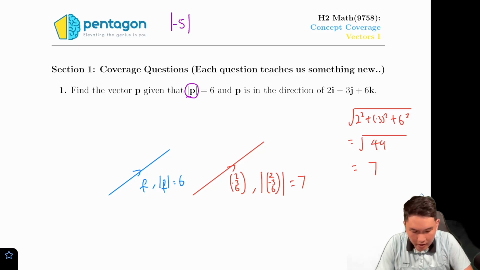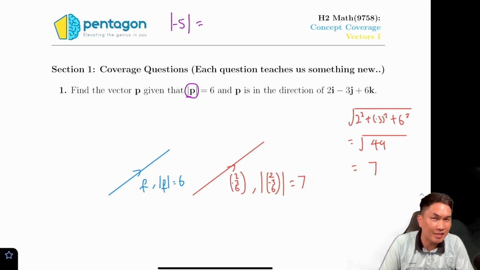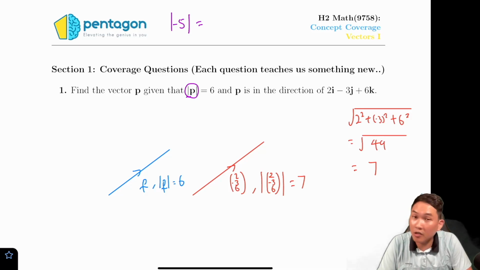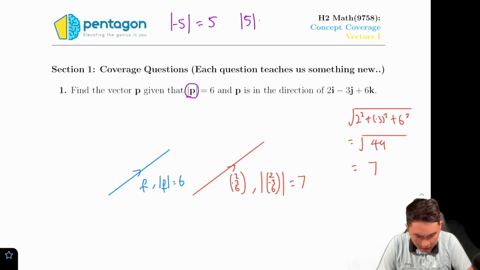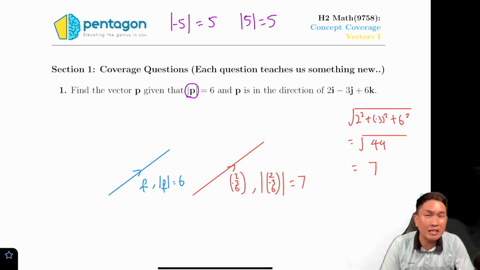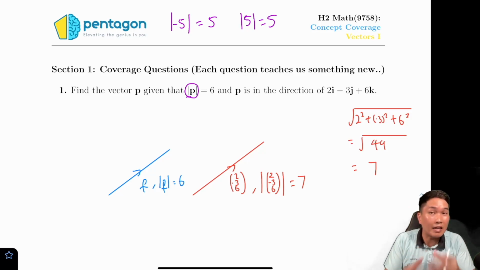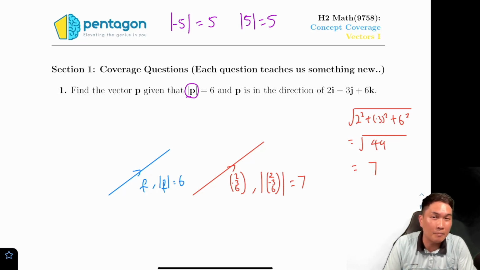So a modulus function is something that removes direction. For example, if I put a modulus of -5, that actually gives me 5. If I put a modulus of 5, it also gives me 5. So basically, it's only interested in the size, the magnitude, the number. It does not care about the direction, the minus sign or the plus sign. It just gives you a positive number all the time.